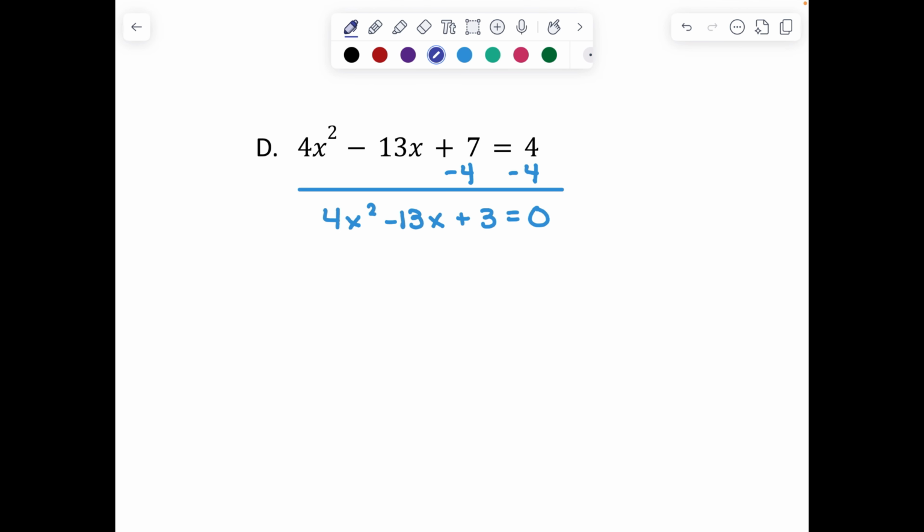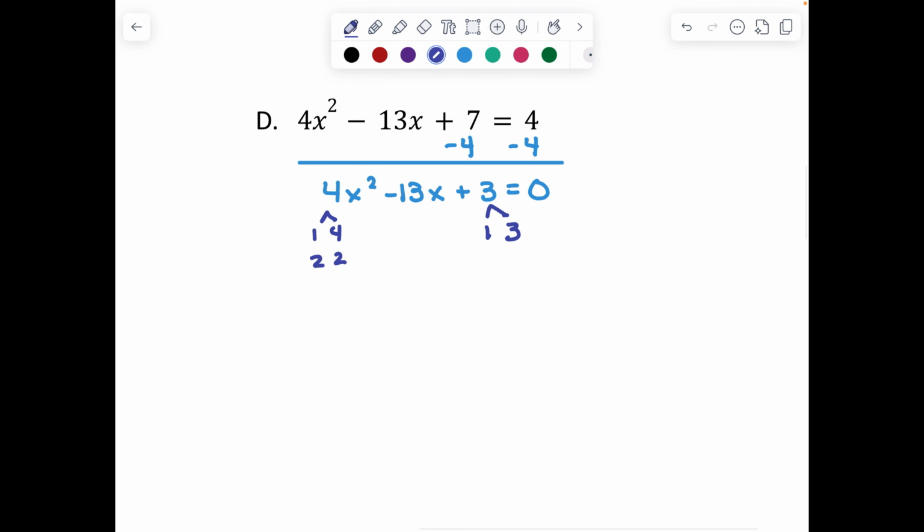We have a trinomial. It's not a perfect square trinomial. There's no greatest common factor, so we're just going to go ahead and guess and check. To multiply to 4, it's either 1 and 4 or 2 and 2. To multiply to 3, it's just 1 and 3. And I know I have to have the same signs. They're both going to be negative.